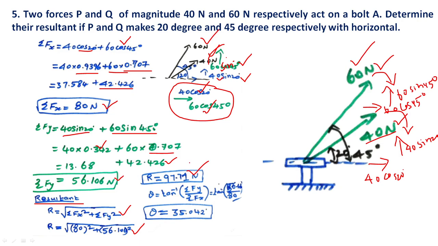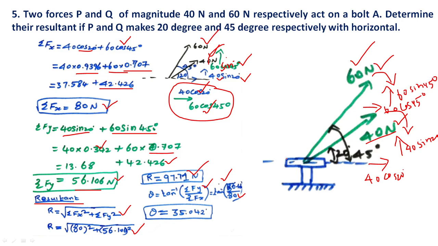Then to find the angle at which the resultant force acts on the bolt, theta equals tan inverse of the sum of Fy divided by the sum of Fx. So tan inverse of 56.106 divided by 80. Finally, the angle is 35.042°.